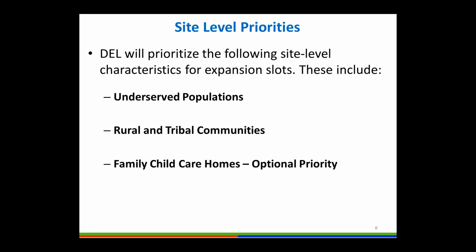Family child care homes priority. So DEL will award priority points to applications that propose to serve expansion slots at licensed family child care homes. In order to provide adequate infrastructure to support ECEAP in family child care homes, the Department of Early Learning recommends that a contractor propose 20 or more slots in family child care homes and assign a minimum of 4 slots per home. Applicants proposing this must request a minimum of 12 family child care home slots.